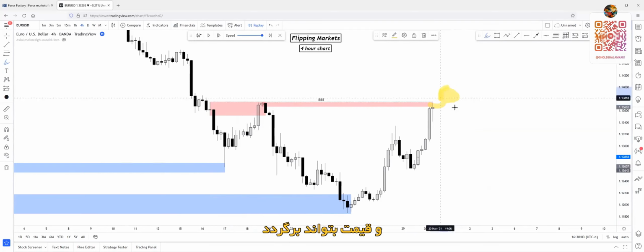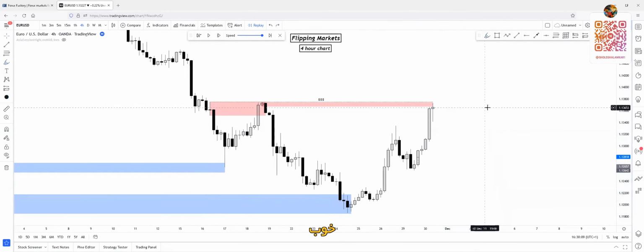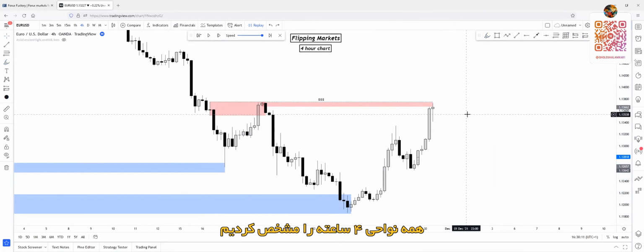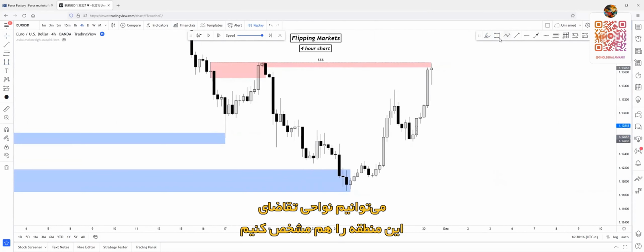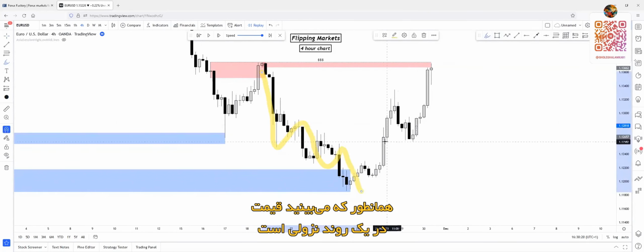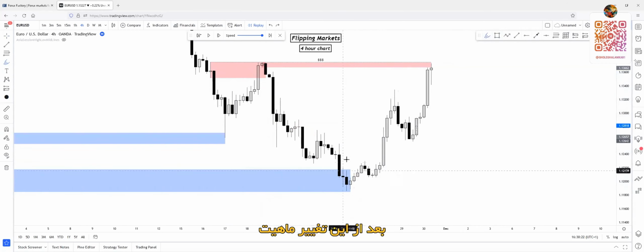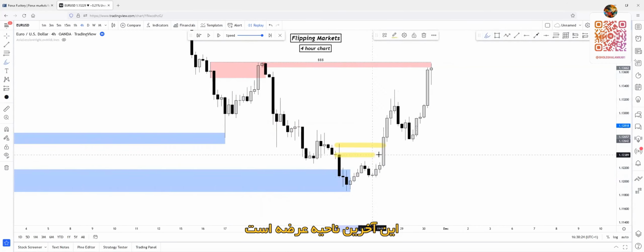And after the sell position collects and everything, price could reverse to the downside. Okay, so we actually marked out all of the 4-hour zones. Maybe we can mark out demand zones in this region. So as you can see, price was moving in a downtrend here. After this price change character, this was the last supply zone right here.